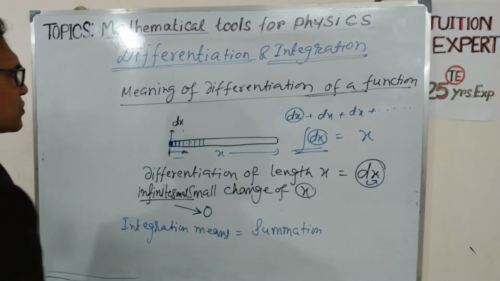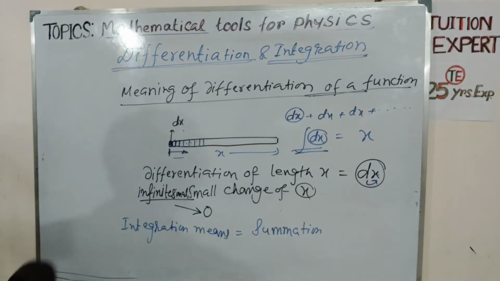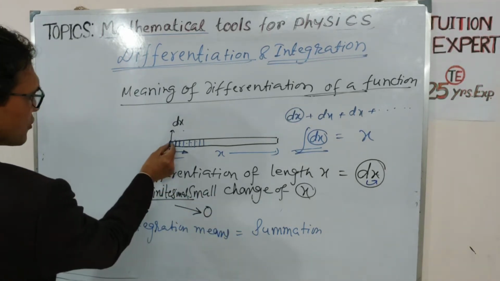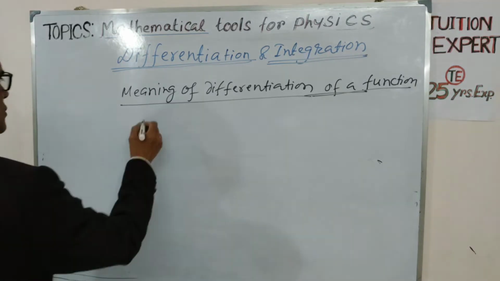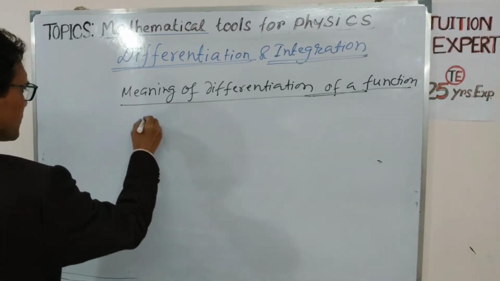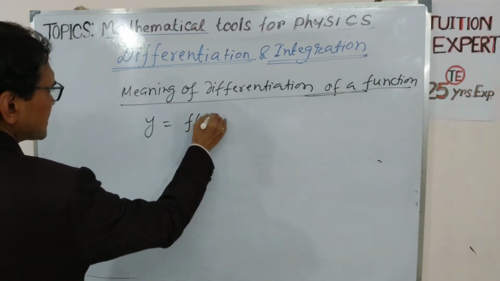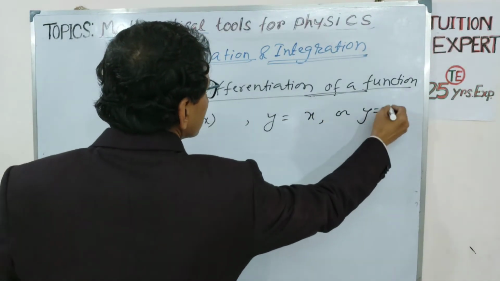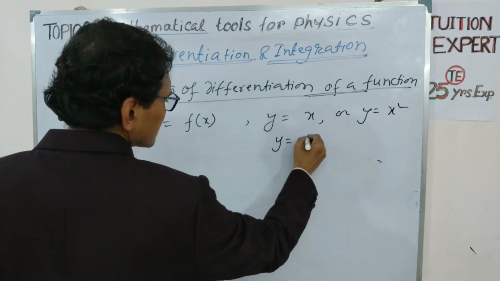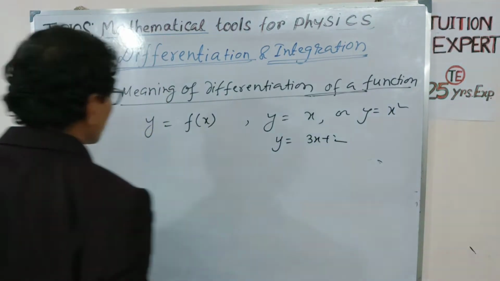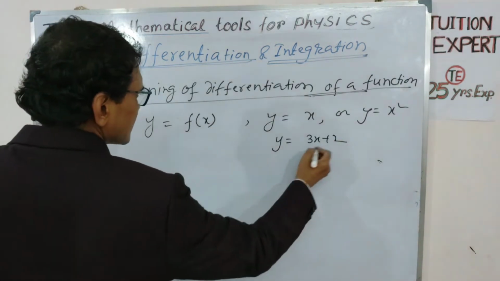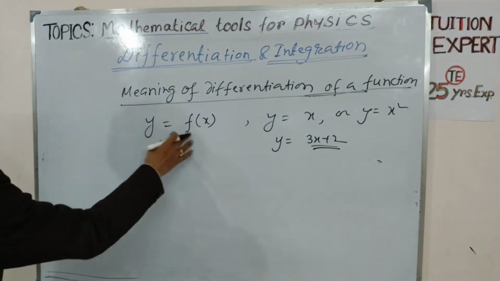Okay, so what is the meaning of differentiation of a function of a length? It means an infinitely small change of x. This is a small change. Suppose another function, y equals f(x), suppose y equals x or y equals x squared. Different types of functions are there. We call this a function of x, and this is denoted by y.